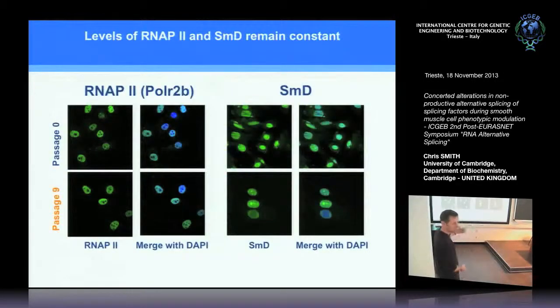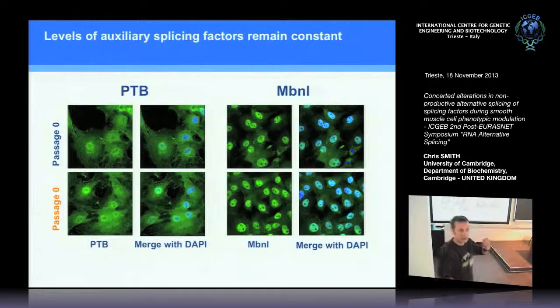Now, as a sanity check, we needed to show that some things weren't changing, and RNA polymerase II actually is present there at similar levels in both phenotypes of the cells, as indeed is SmD, one of the core snRNP proteins that we've looked at here. So the polymerase is still there, and core snRNP proteins are there at similar levels. We also found, to our surprise, that some of the auxiliary RNA binding proteins, which are known to regulate splicing, in this case PTB and Muscleblind, which we know are involved in regulating, for instance, the alpha-tropomyosin event, were there at similar levels in those two cellular phenotypes.